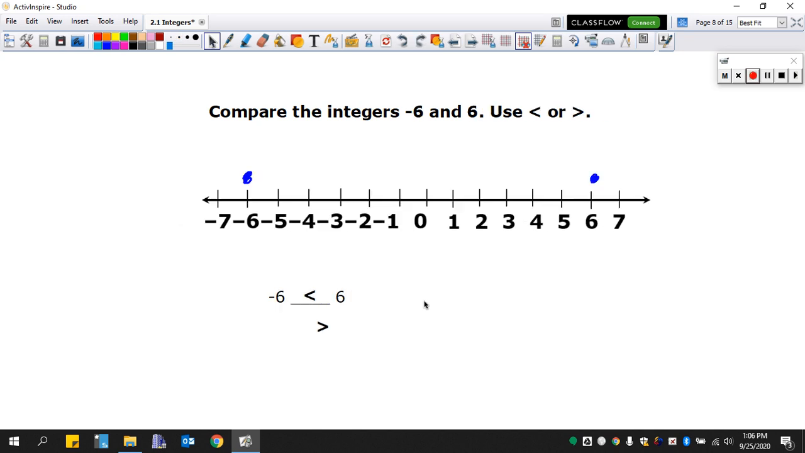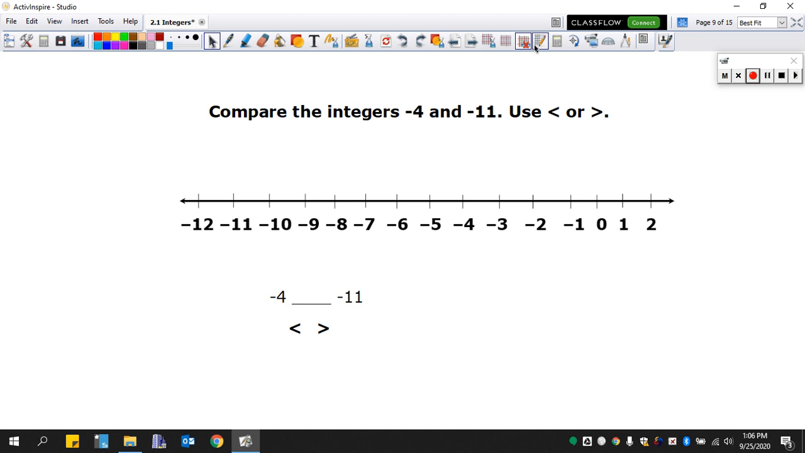All right, so this says compare the integers negative 4 and negative 11. Negative 4 is here. Negative 11 is here. Which one is further to the right? Well, negative 4 is to the right. So negative 4 is greater than negative 11.